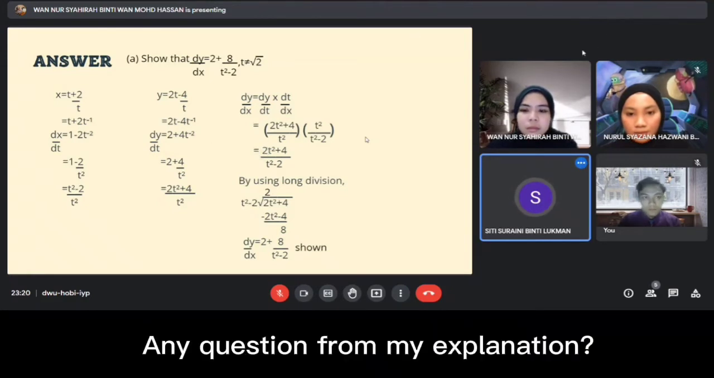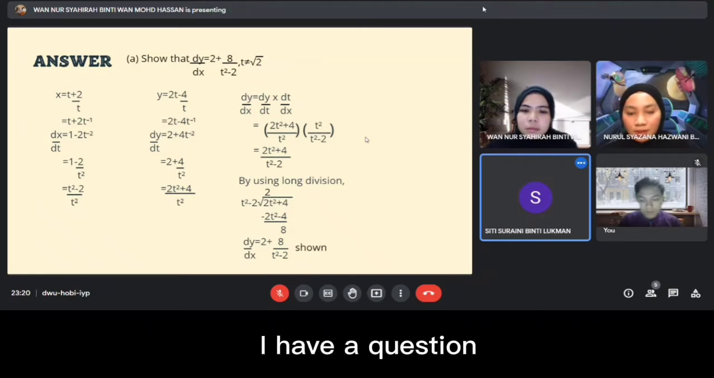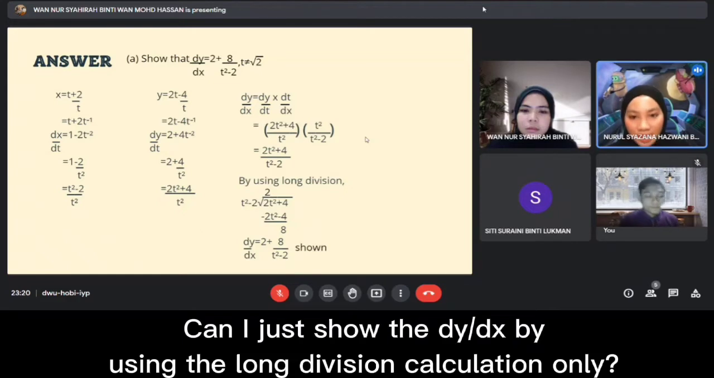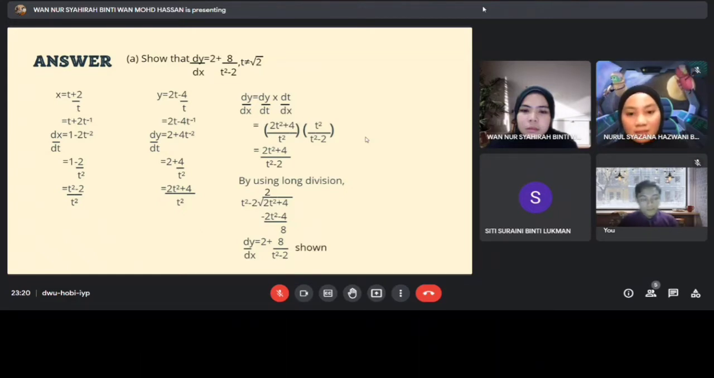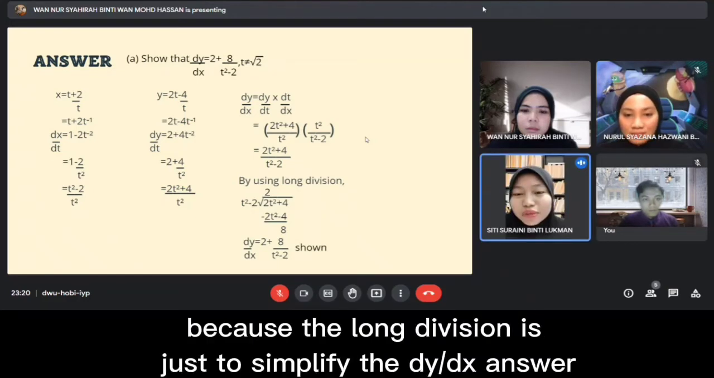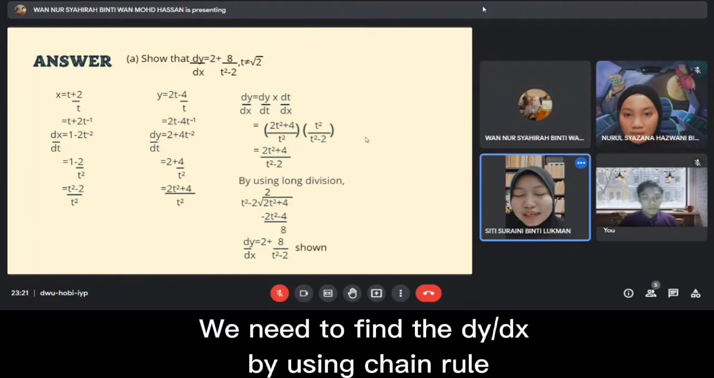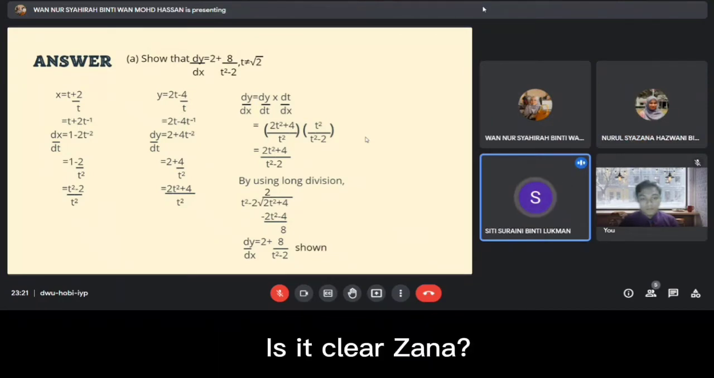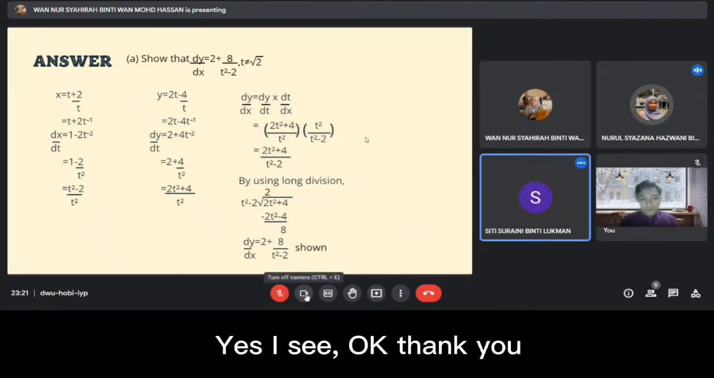Any questions from my explanation? I have a question. Can I just show dy/dx by using the long division calculation only? We cannot use the long division alone because the long division is just to simplify the dy/dx answer. We need to find dy/dx by using the chain rule. Is it clear, Zana? Yes, I see. Okay, thank you.